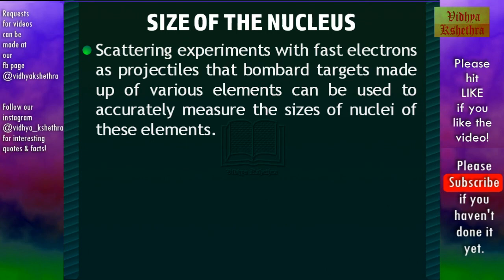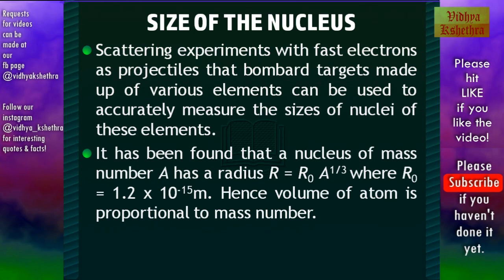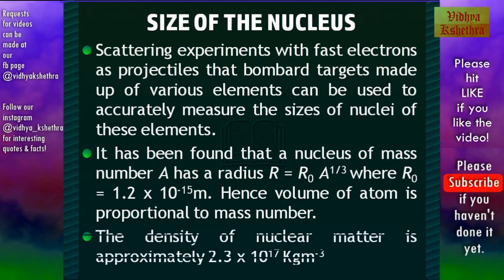Now size of the nucleus. Scattering experiments with fast electrons as projectiles that bombard targets made up of various elements can be used to accurately measure the sizes of nuclei of these elements. It has been found that a nucleus of mass number A has a radius R = R0 × A^(1/3), where R0 is equal to 1.2 × 10^-15 meter. Hence, the volume of a nucleus is proportional to mass number.